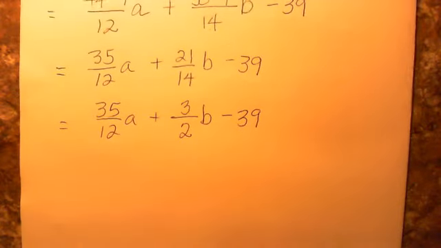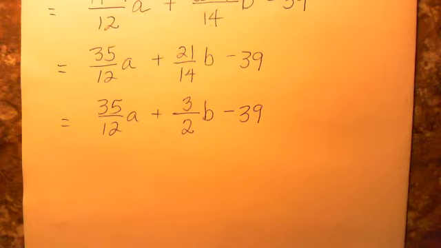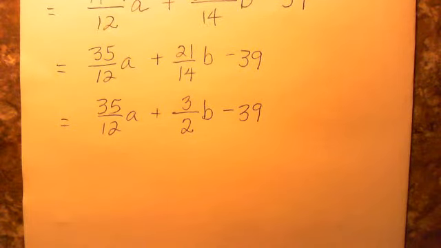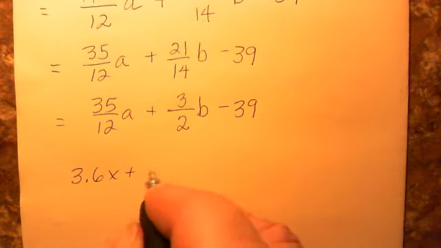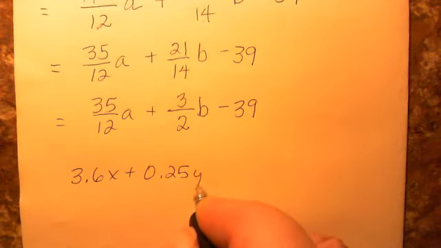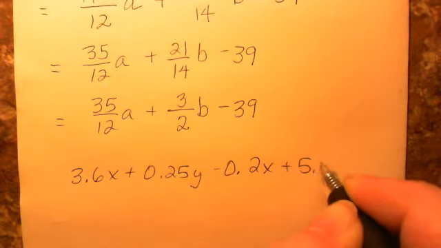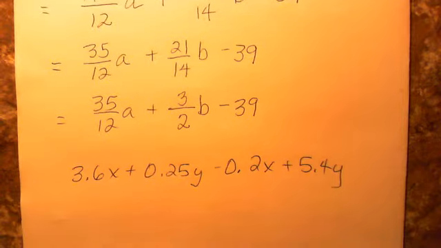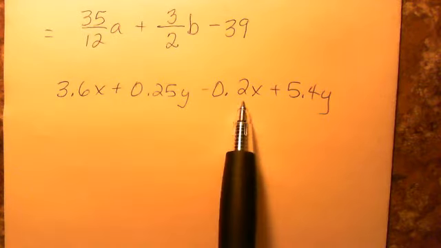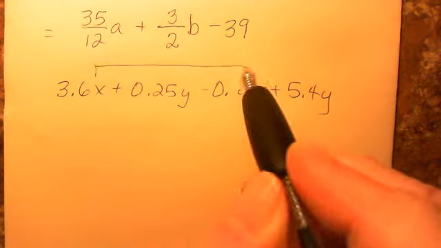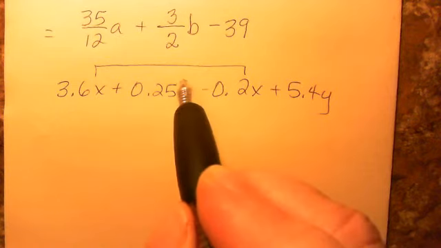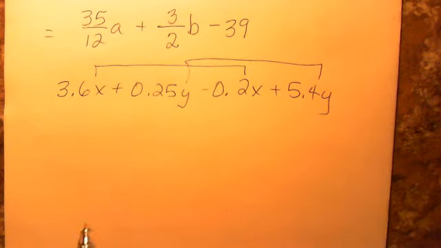Let's do a simplify expression with decimals. 3.6x plus 0.25y minus 0.2x plus 5.4y. Okay, so we're going to look at this and say, do we have any like terms? Okay, we have the variable x here and here, so those are like terms. And we have the variable y and y here, so these are like terms as well.